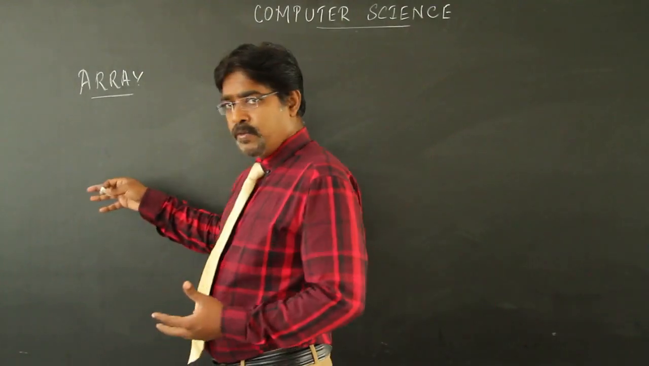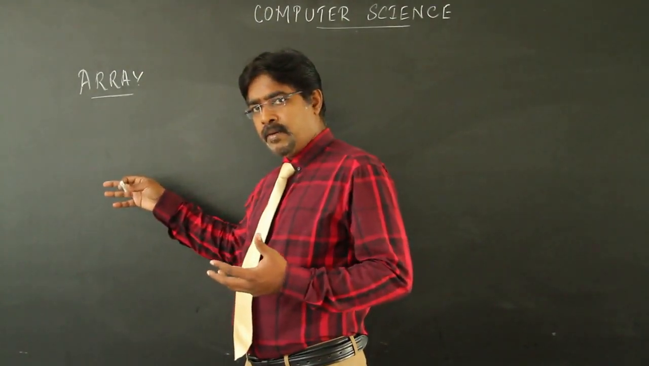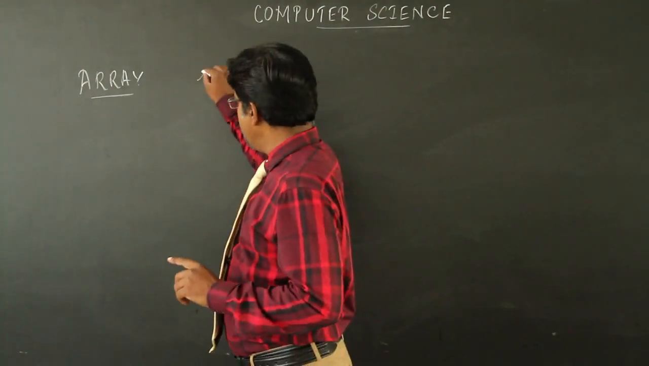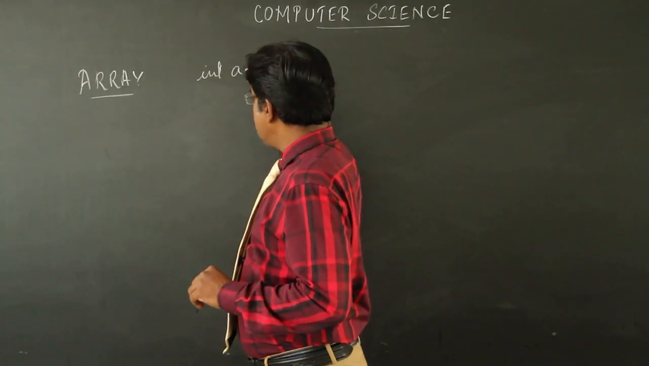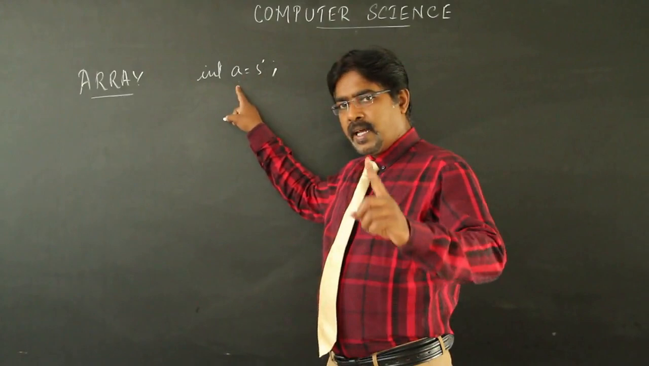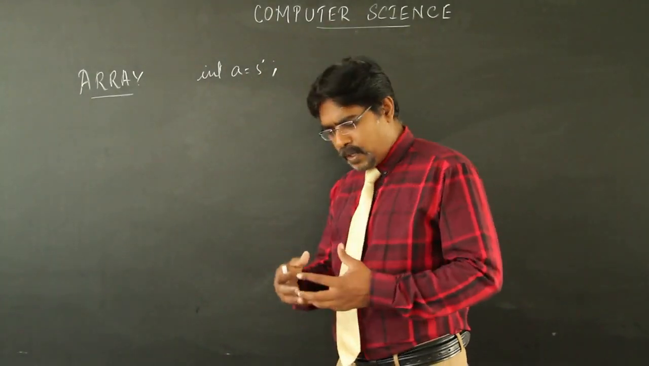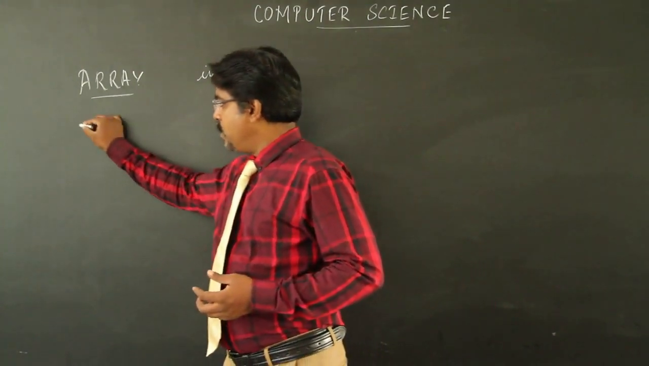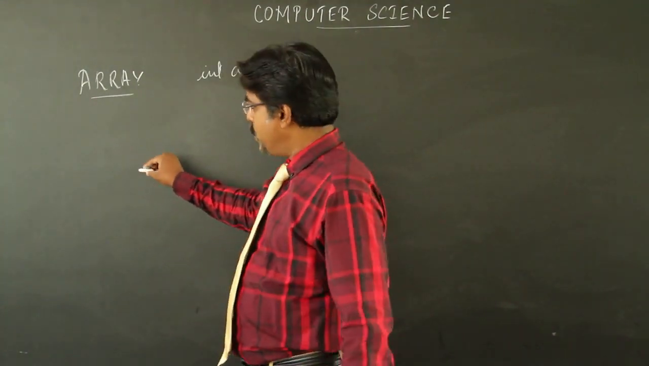When we look at an array, we would like to compare it with a normal variable, because a normal variable, int a equals 5, is going to take just one value. A single variable can have only one value. Now, if we want to have more than one value, what do we need to do? That's the reason we have an array. So I would like to go for the declaration part.